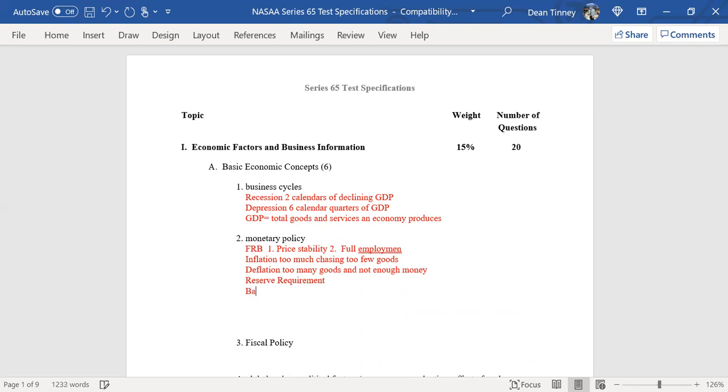So banks with deficient reserves borrowing from banks with excess reserves is Fed funds. That's testable. And Fed funds is not set directly by the Fed. The Fed targets that. They don't set it.